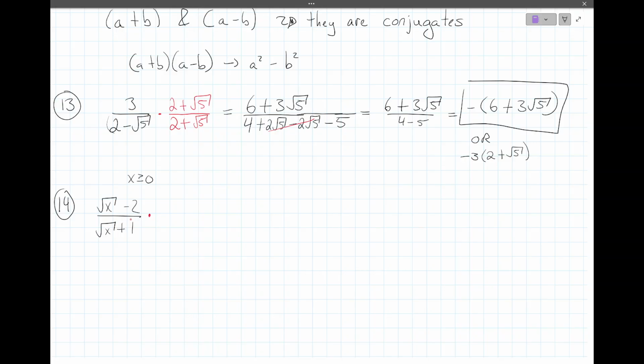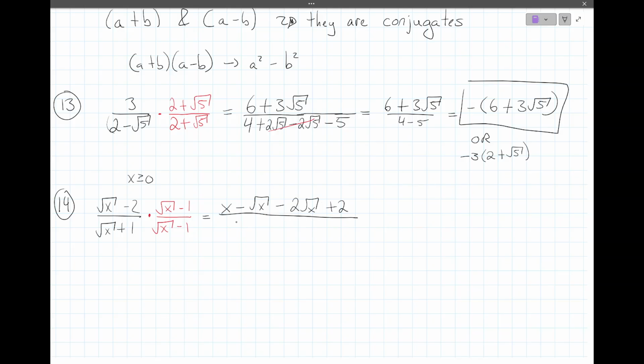So if I have root x plus 1, my conjugate is going to be root x minus 1. It's always the same thing, different sign. It's the same factor, different sign. So on the top, I'm going to get x minus root x minus 2 root x plus 2.